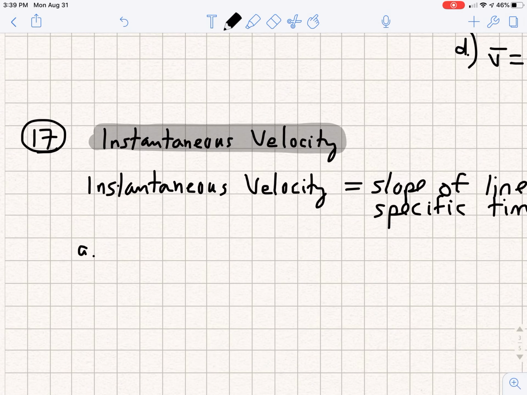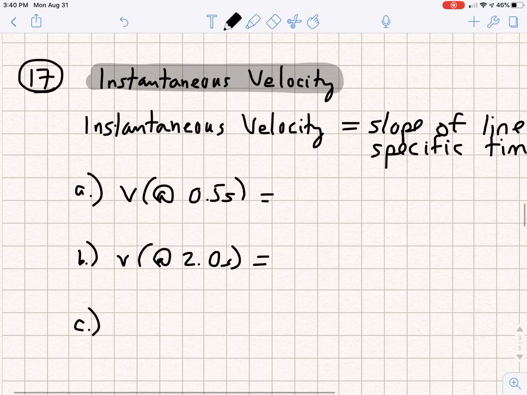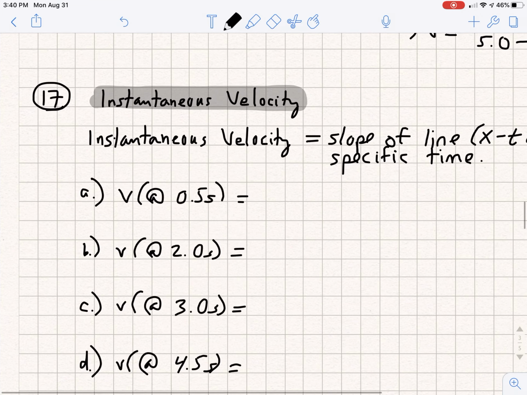Okay, so for part A, we want to know the instantaneous velocity at 0.5 seconds. Part B, we want to know the instantaneous velocity at 2 seconds. Part C, we want to know the instantaneous velocity at 3 seconds. And part D, we want to know the instantaneous velocity at 4.5 seconds.